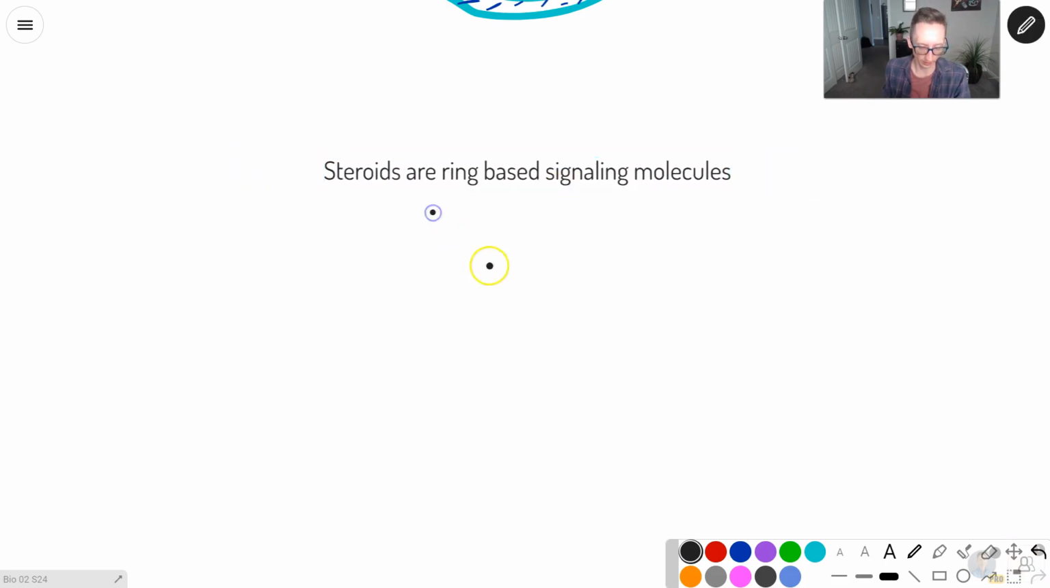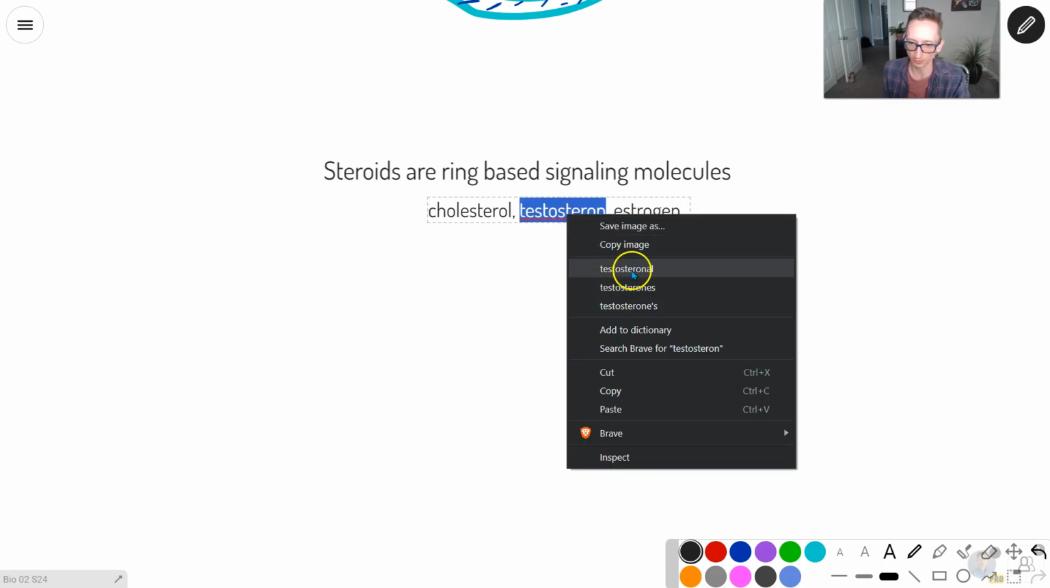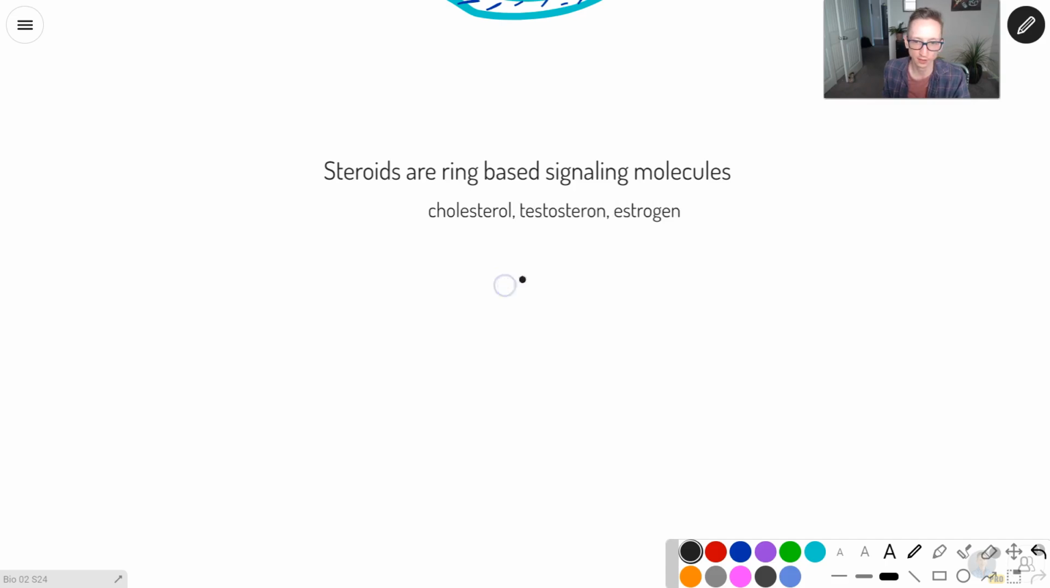So examples are cholesterol, testosterone, and estrogen. So I'm sure we've heard of all of these actually probably before. Testosterone. So these are our sex hormones. They masculinize or feminize a body.